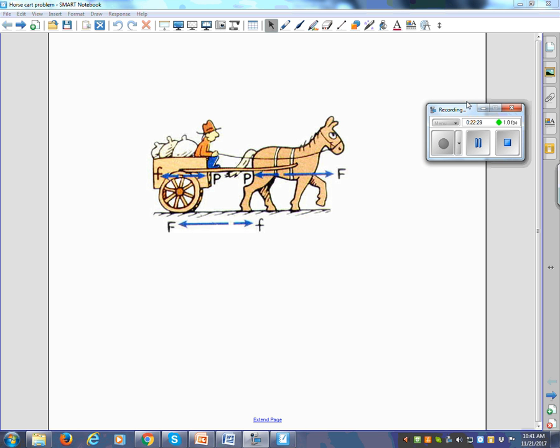Does the horse pull on the cart? Absolutely. What's the net force on the cart? Like, let's say the force on the cart pulling forward is 100 newtons, right? What's the net force on the cart? 100 newtons. Does it move? Absolutely. There's a net force on the cart.